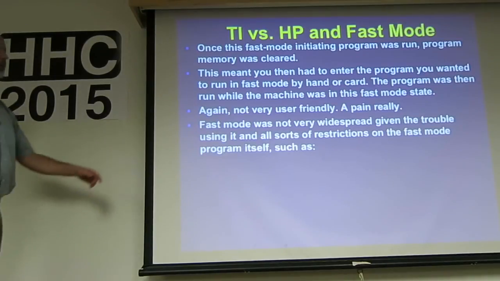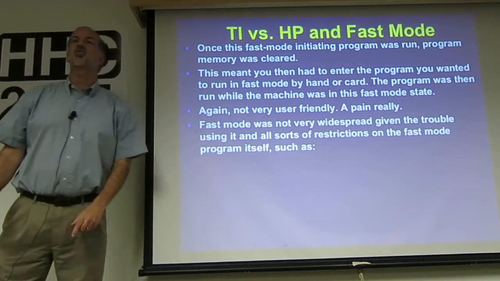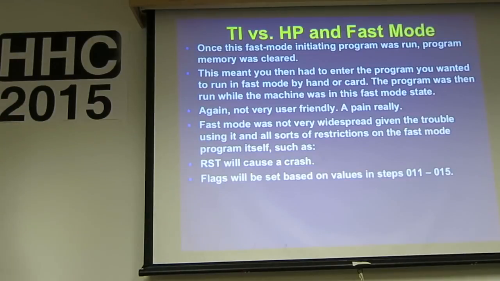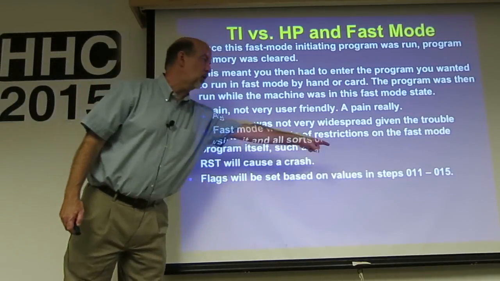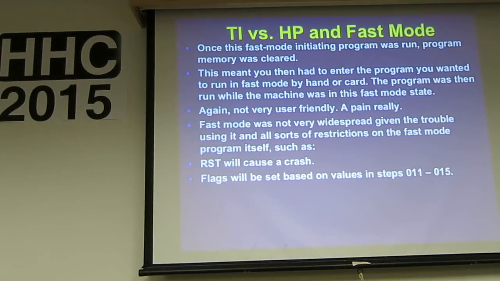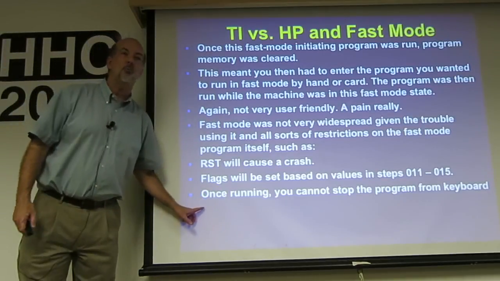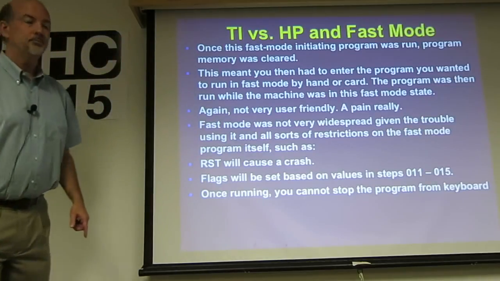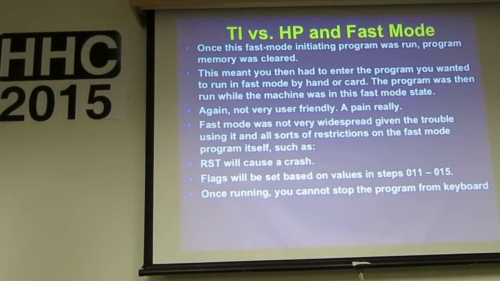Fast mode was not very widespread given the trouble using it, and it had a whole lot of restrictions, things you couldn't do in fast mode. If you have a reset instruction, which goes back to the first program step, the calculator crashes. It was like go-to top of memory. Flags were set based on whatever program steps were in 11 through 15. Be careful what you have in steps 11 through 15 because once running, you can't stop the program from the keyboard. You got to turn it off if you get some kind of a bad program, which again would wipe your memory and start over.